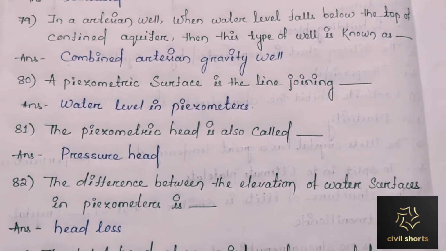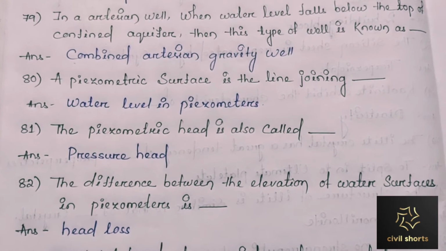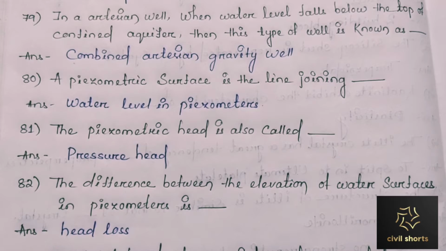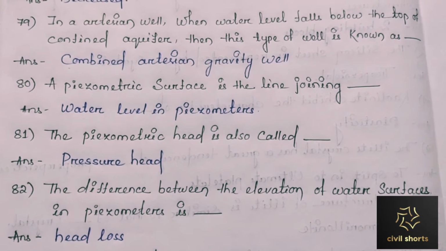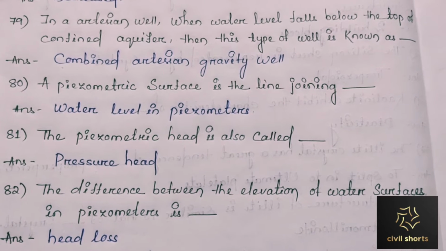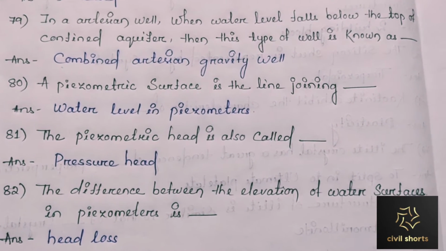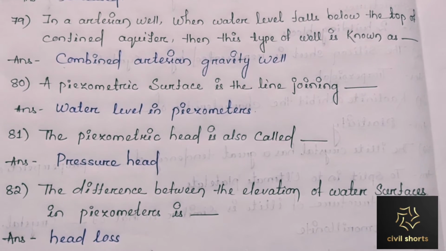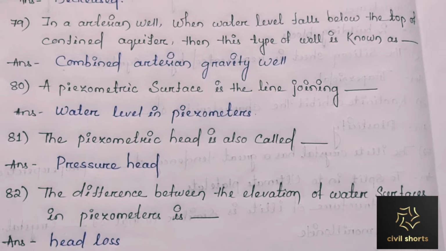Then question number 82. The difference between the elevation of water surfaces in piezometers is dash. The answer is head loss. Because head loss refers to the measurement of energy dissipated in a system due to friction. So this energy dissipation is measured by the difference in the elevation of water surface in piezometers.